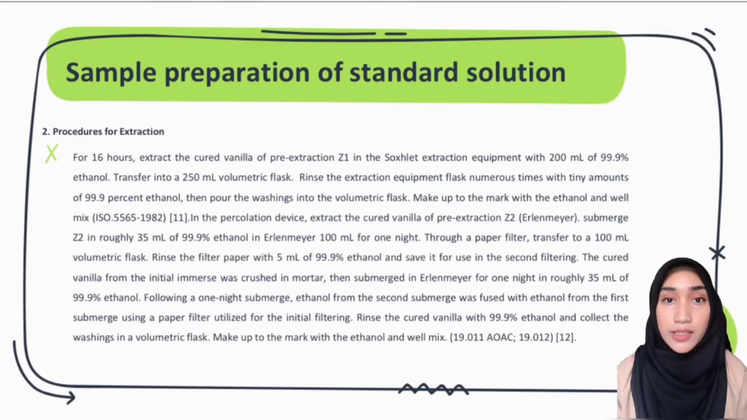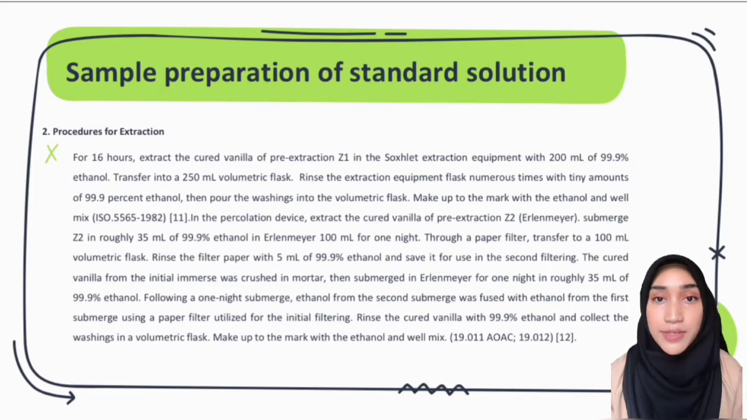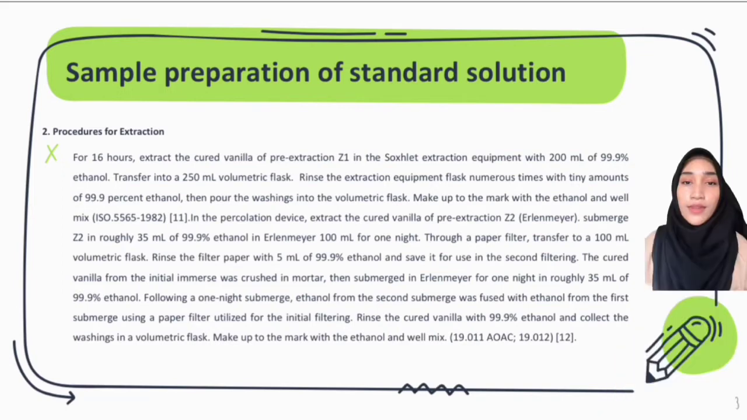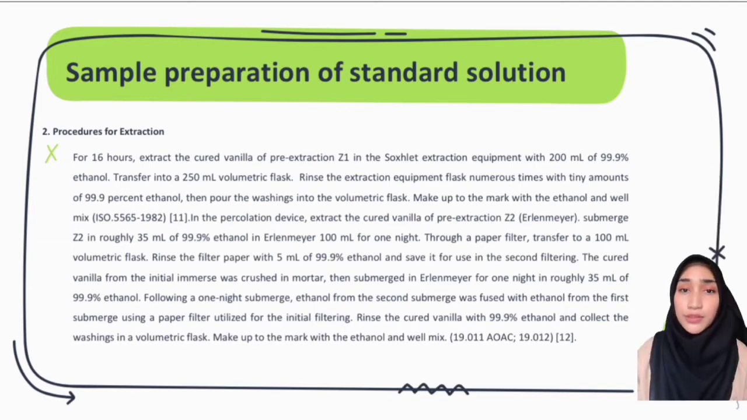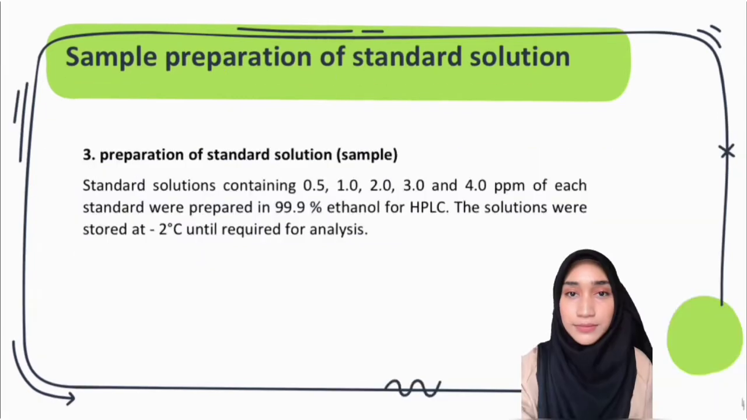The cured vanilla from the initial immersion was crushed in a mortar. Then submerge it in an Erlenmeyer flask for one night in roughly 35 ml of 99.9% ethanol. Following one night submerged, the ethanol from the second immersion was fused with the ethanol from the first immersion. Using a filter paper, use the initial filtering. Rinse the cured vanilla with 99.9% ethanol and collect the washing in the volumetric flask. Make up to the mark with the ethanol and mix well.